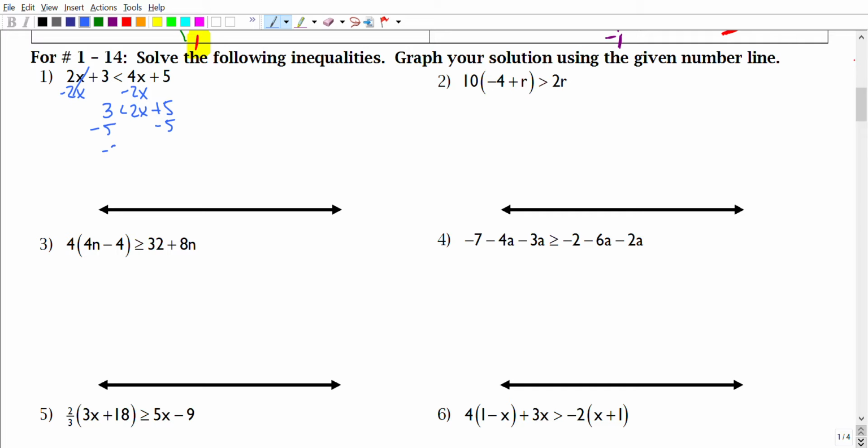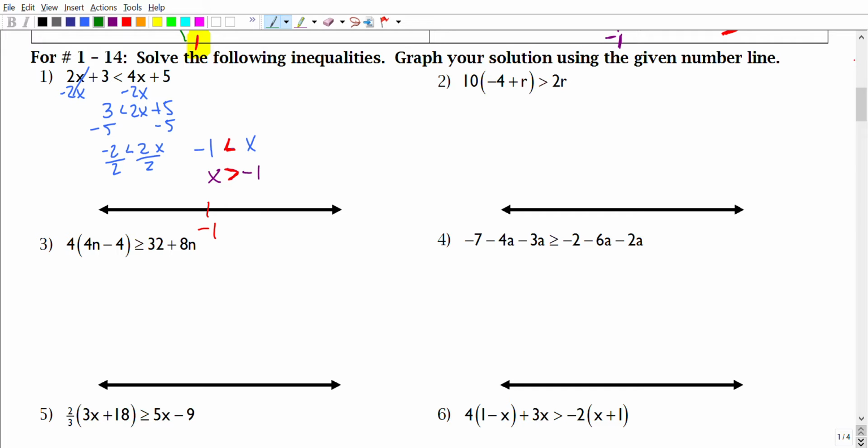I get negative 2 less than 2x, divided by 2. I get, actually, let me go ahead and rewrite it first. This is negative 1 less than x, but remember, we don't like it like that. We want the variable on the left side, so it's really x is greater than negative 1. Again, look at this mouth right here, guys. It's opening to eat the x, so when I rewrite it, it's opening to eat the x, okay? So it's x is greater than negative 1.